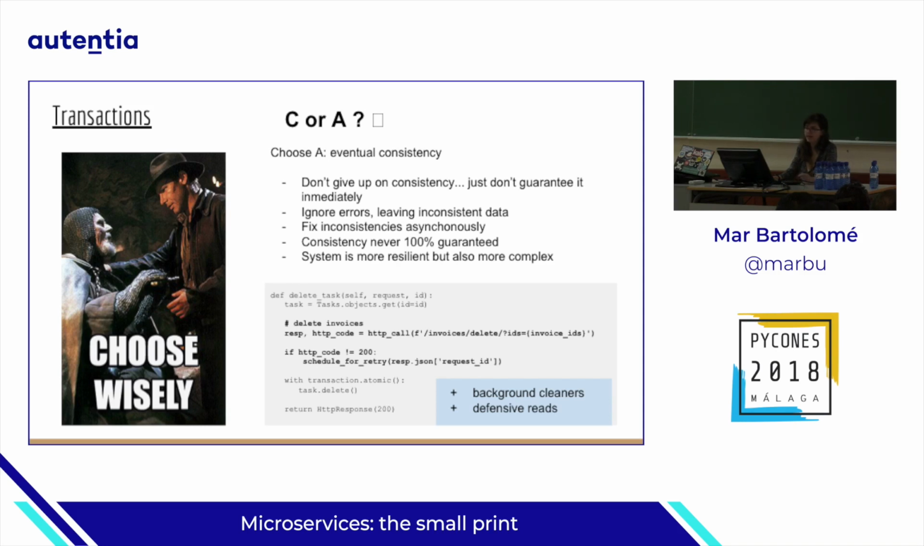For example, by retrying failed HTTP calls, or having a background process that is scanning for orphan invoices and deleting them. Even with these mechanisms, consistency is not 100% guaranteed. So I need to be careful when reading to be defensive and protect myself. The system is more resilient than with strict consistency, but at the cost of the data being less robust and my code more complex.